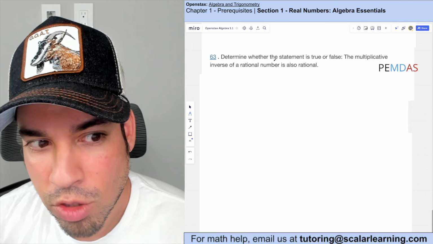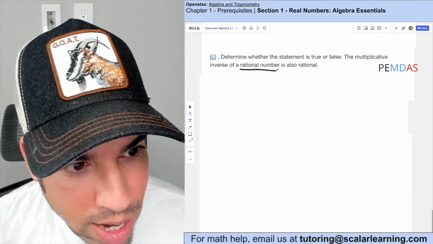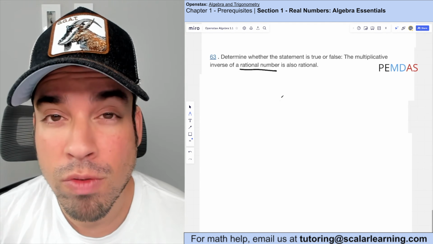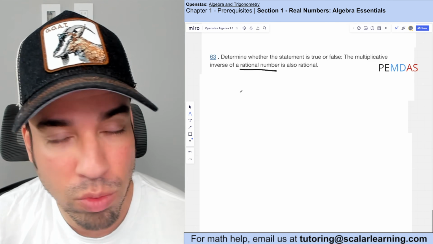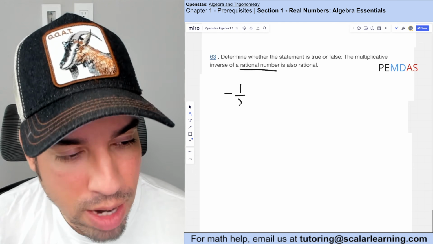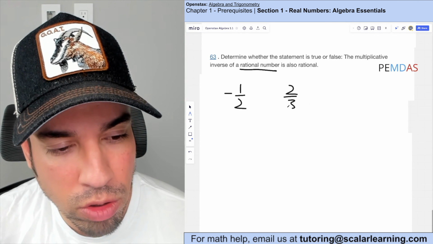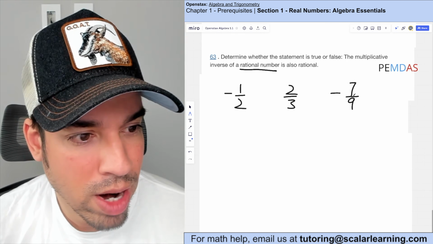Done. This says determine whether the statement is true or false. The multiplicative inverse of a rational number is also rational. First of all, a rational number is any number that must be able to be expressed as the ratio or fraction of 2 integers. So for example, negative 1/2, positive 2/3, negative 7/9. These are all rational numbers.